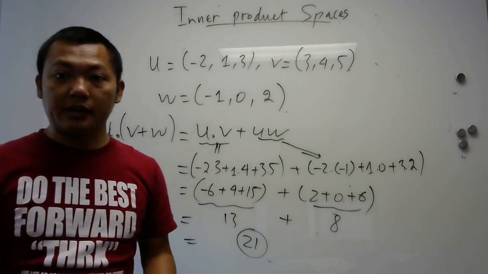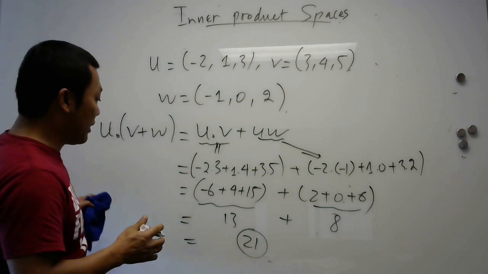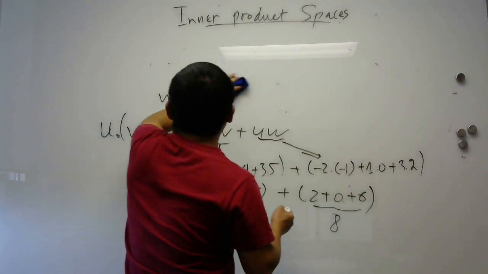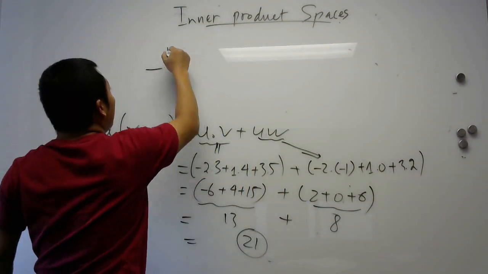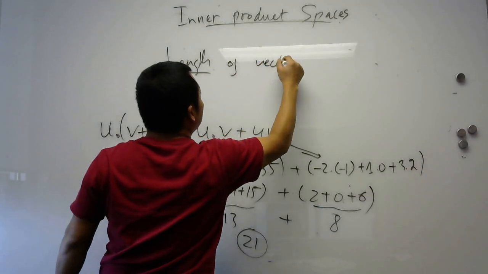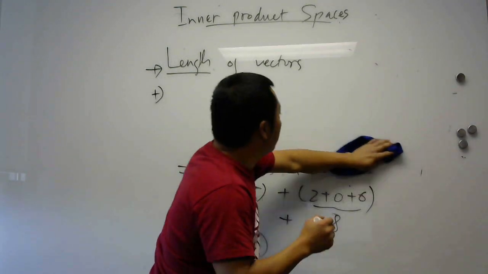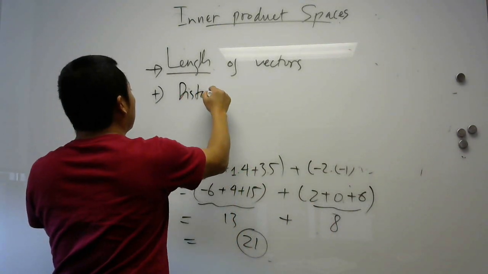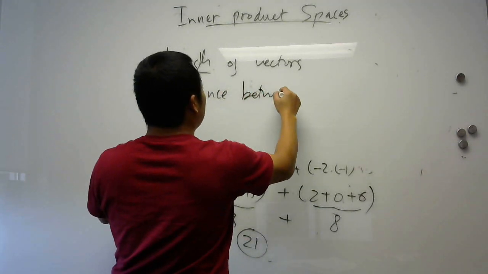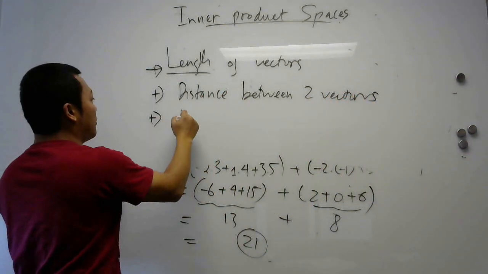I think I stopped my recording here. Let me remind you again what we learned in this video. First, we learned about the length of vectors. Second, we learned about the distance between two vectors. And the last one is we learned the dot product.